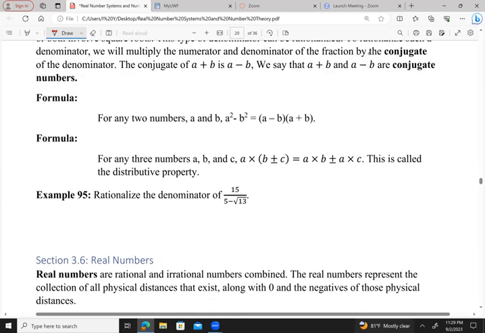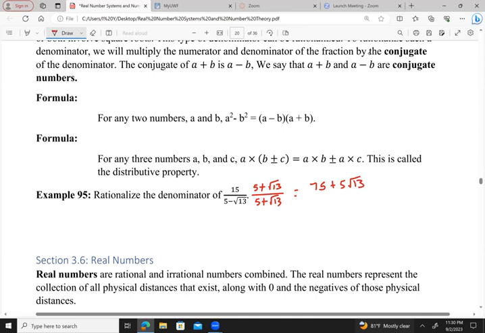So here, my denominator is 5 minus the square root of 13. So I want to multiply by the conjugate of that. So that's going to be 5 plus the square root of 13. And here too. Now on the top, it's simply 15 times 5, 75 plus 5 times the square root of 13.